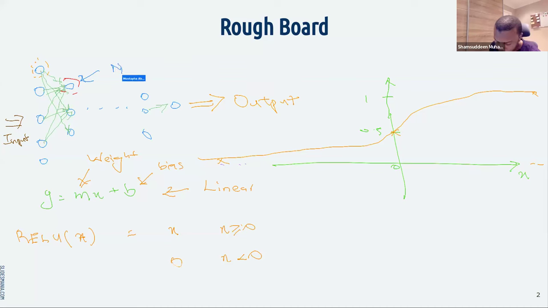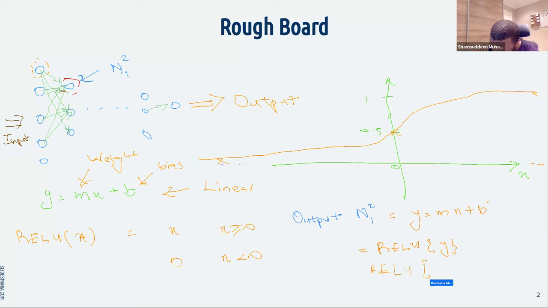Let's say this is layer 2, neuron 1. Imagine considering the output of the first neuron of layer 2. Let's say we have the classic y equals mx plus b, and it goes into a ReLU activation function. Assuming our y is equal to 4, what do you think would be the output of ReLU when we apply ReLU to it? Can you briefly comment on it?